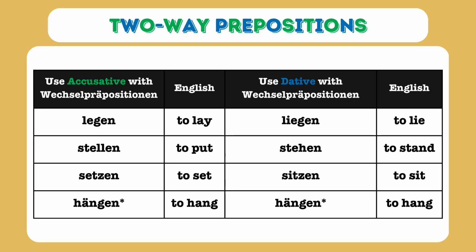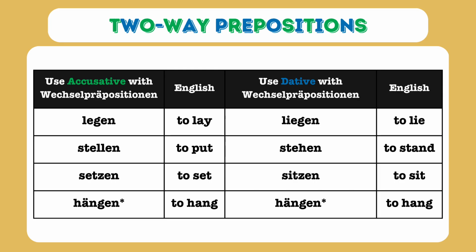Now, there is a little bit of a brightness at the end of this tunnel of two-way prepositions, and that is there are certain verbs that you can combine with these prepositions that will almost always use one case or the other, and there are pairs of them, meaning that there's one that uses accusative and a mirror version of that that uses the dative case.